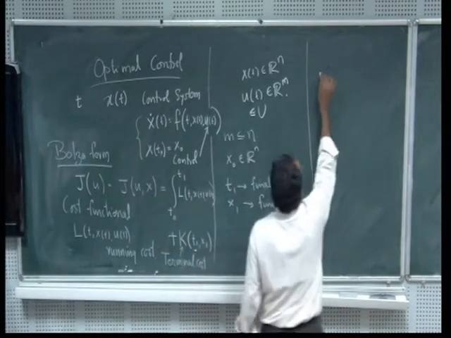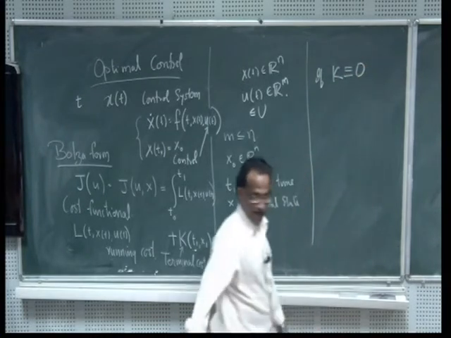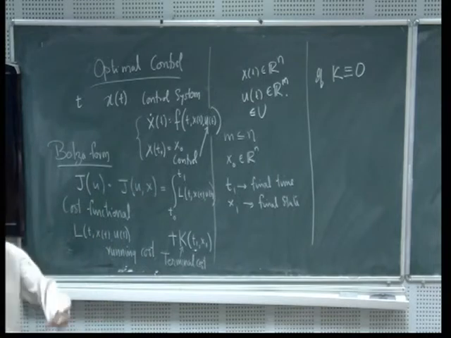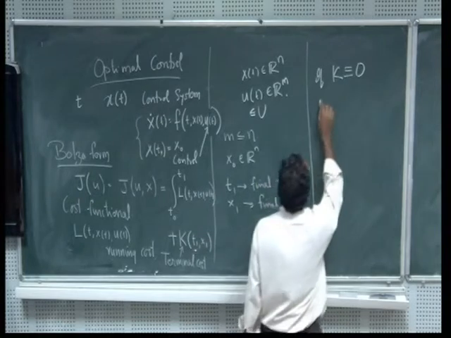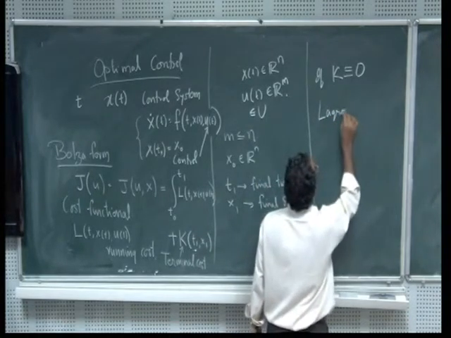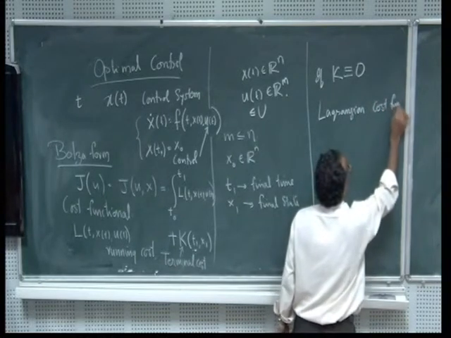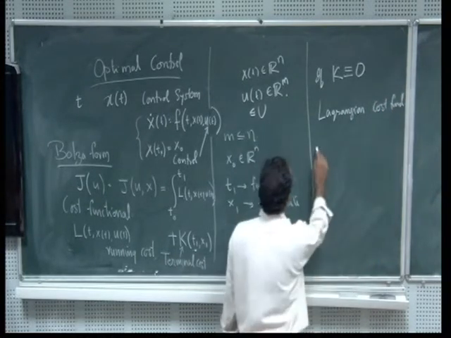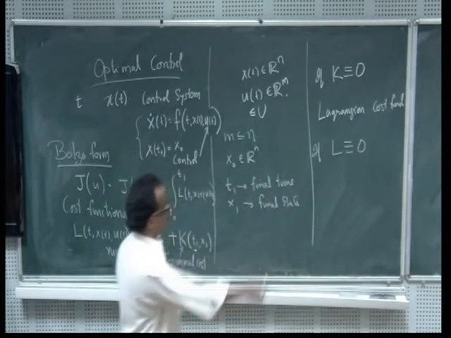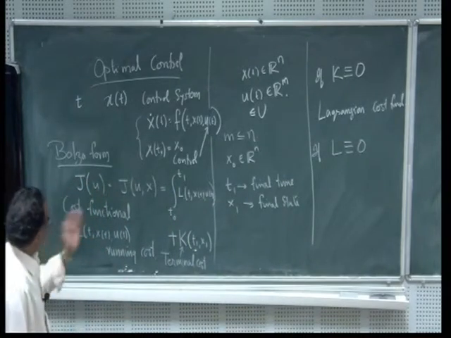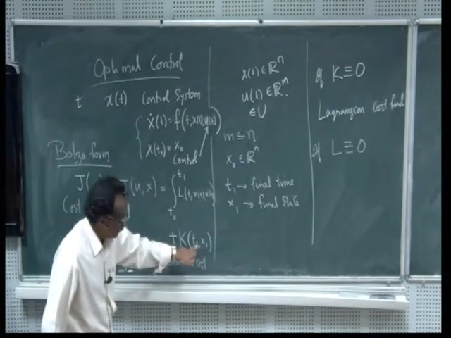If k is identically 0, that means there is no bonus for you when you win the match. Then the form is called the Lagrangian cost functional. And if L is 0, there is no running cost, only you will get the final bonus. All this depends on you. You have to think about that.